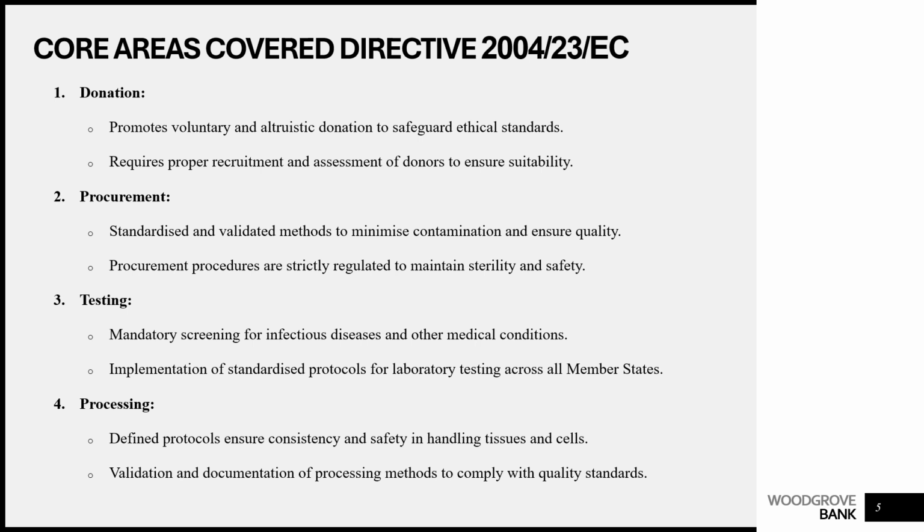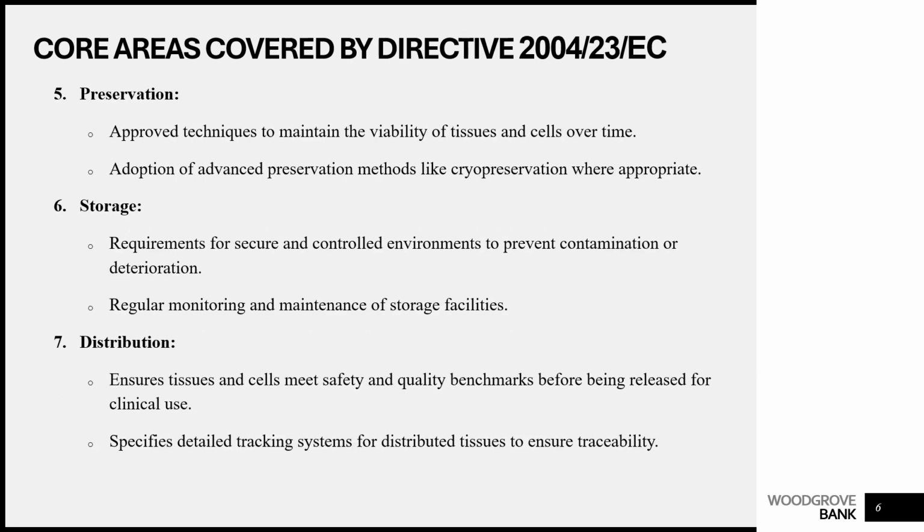And then processing: protocols to detail the handling procedures for tissues and cells. These methods have to be validated, and the documentation in line with the quality standards and available for inspection and auditing. Preservation: you want to maintain the viability of the tissues and cells over the storage period of time. Viability, as in they're going to be suitable, alive.